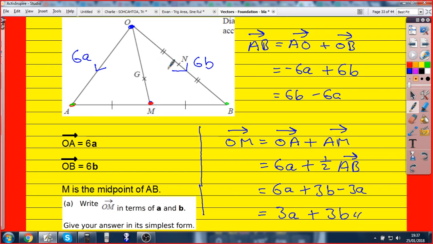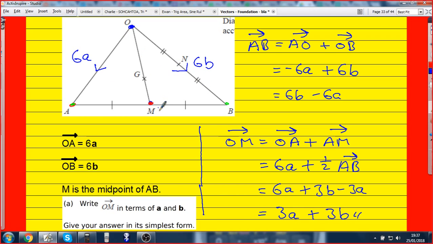So it's basically, O to M is O to A plus A to M. O to A was 6A, and then A to M was a half of A to B. A to B was minus 6A plus 6B, and so half of it was minus 3A plus 3B, and then we just simplified. Any questions there? No. Okay.